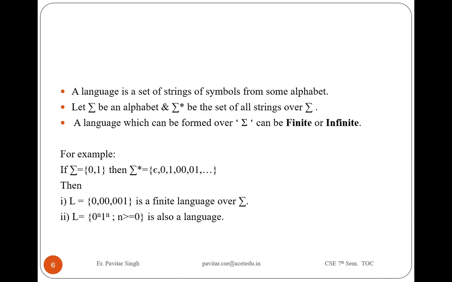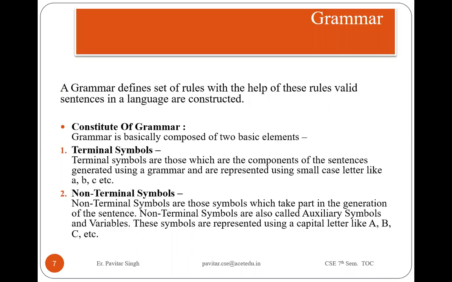So next we have grammar. So what is grammar? A grammar defines a set of rules. With the help of these rules, valid sentences in a language are constructed. Okay? So the constituents of grammar: basically we have 2 basic elements, terminal symbols and non-terminal symbols, right?